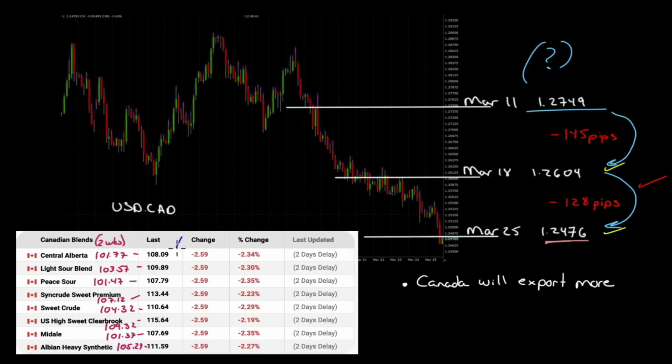This is the last price on the different blends of oil that Canada has, and if we just look at the last price, you say, oh my God, it sold off. It's down on that day. But back at March 11th, these were the prices 2 weeks ago. 101, it's now 108. This blend was 103, now 109. 101 is now 107. 107 is now 113. 104 is 110. 109 is 115. They're all higher. They're all $6, $7 higher per barrel.